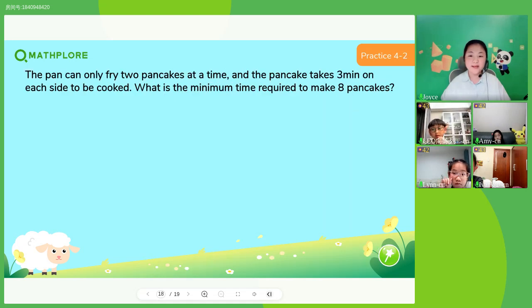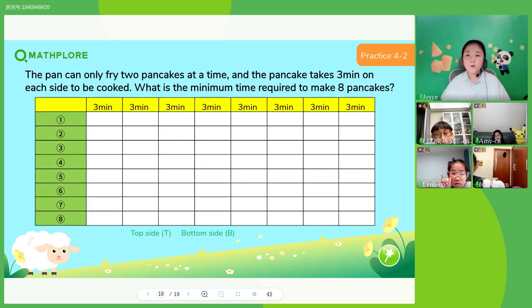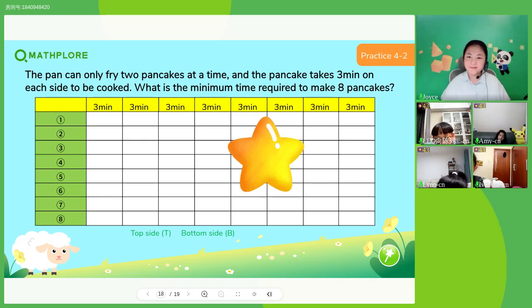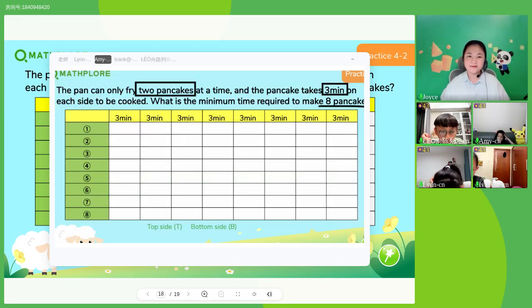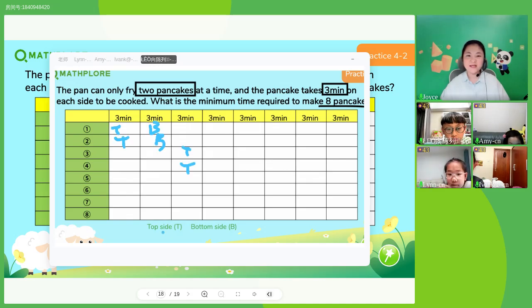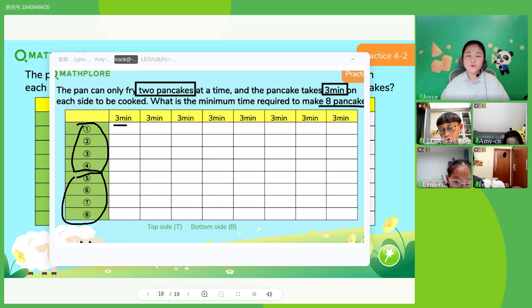It's about how to fry the pancakes. See, everyone, we have 8 pancakes right here. How many minutes do we need to fry them? Do you know how to fill in the blanks? Too easy. Exactly right. Can you try it with only 1 minute? It's easy for you, right? Every time, just make sure we have 2 pancakes in the pan. Every time we only can cook 2 pancakes.